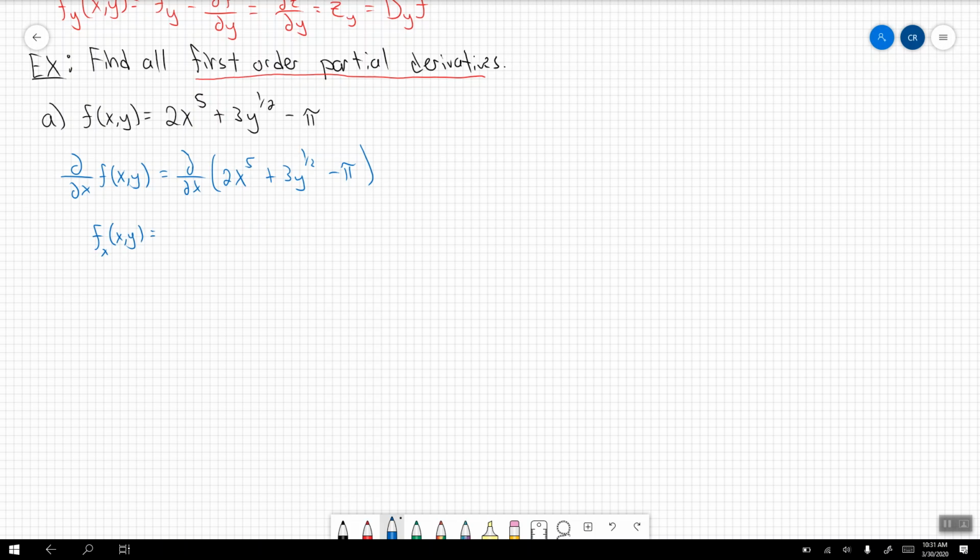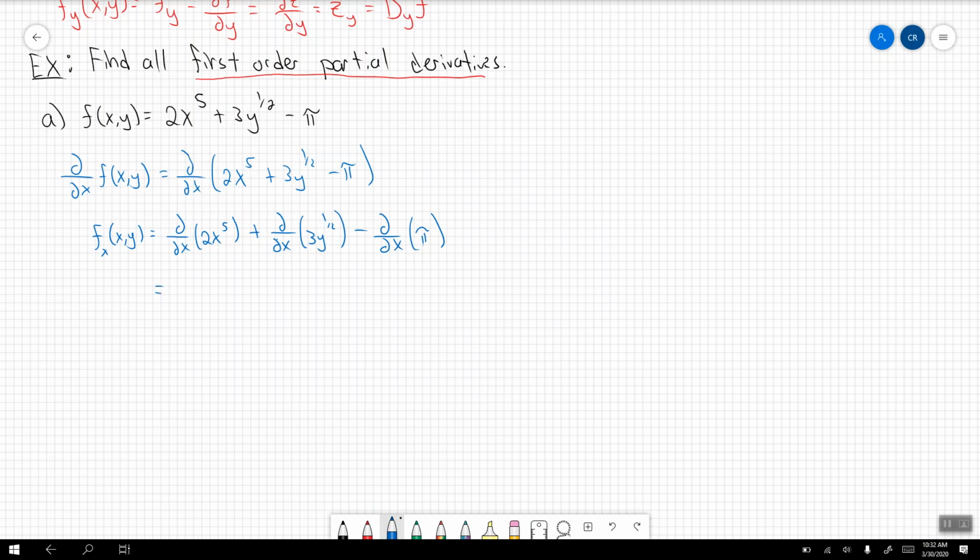Now, on the right-hand side is where we now start applying these derivative rules. So applying the same derivative rules that we worked on from Calc 1, we can take the partial with respect to x for 2x to the 5th plus the partial with respect to x for 3y to the half minus the partial with respect to x for pi. Now I'm only doing this to show you how these derivatives are still working with the rules that we have from Calc 1.